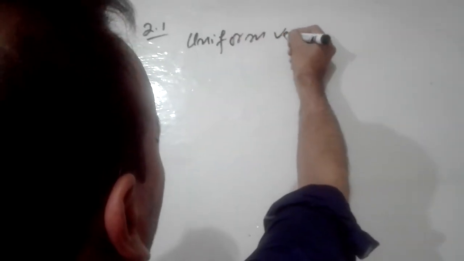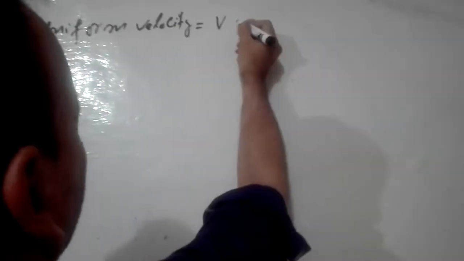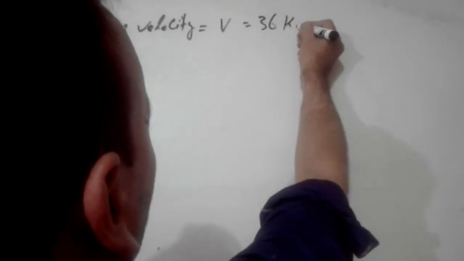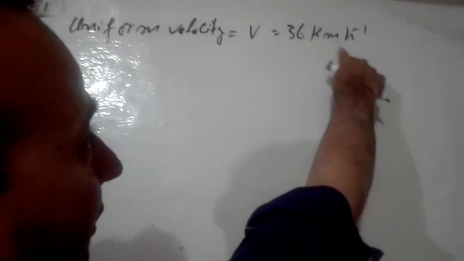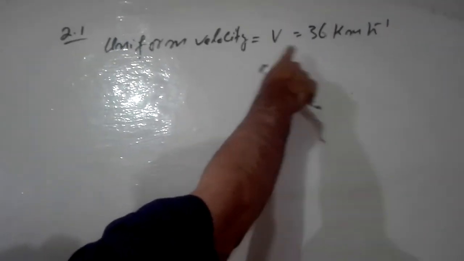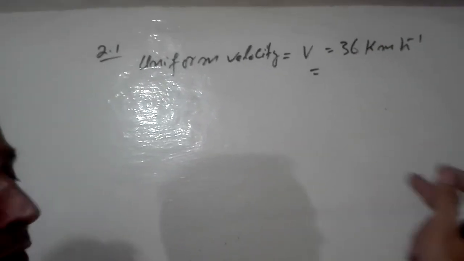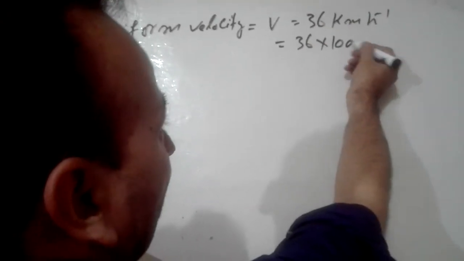Uniform velocity. You can denote it like V. V is equal to 36 km per hour. Clearly, they have given you time in seconds, 10 seconds. So you have to change this whole term into meter per second. So we have to convert this uniform velocity into meter per second. Do you know how many meters are there in 1 kilometer? 1000. So we multiply with 1000.